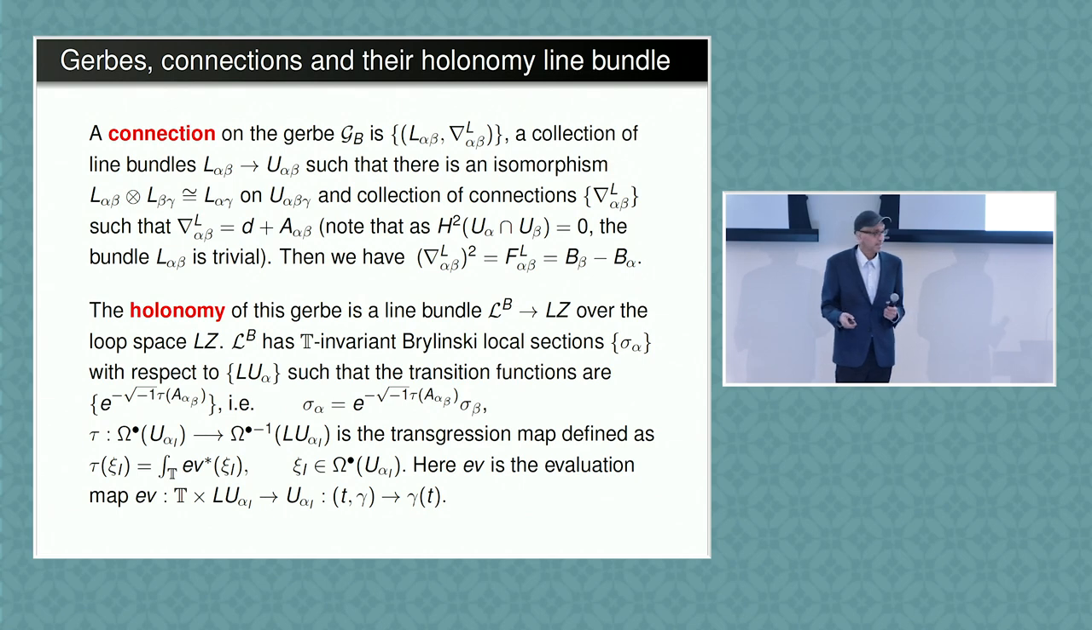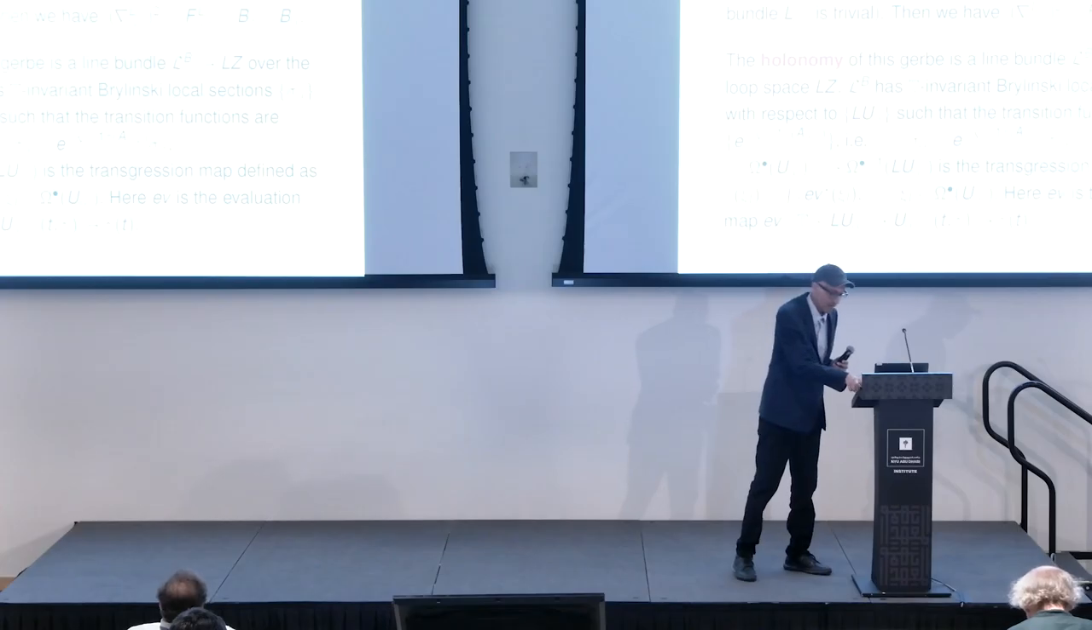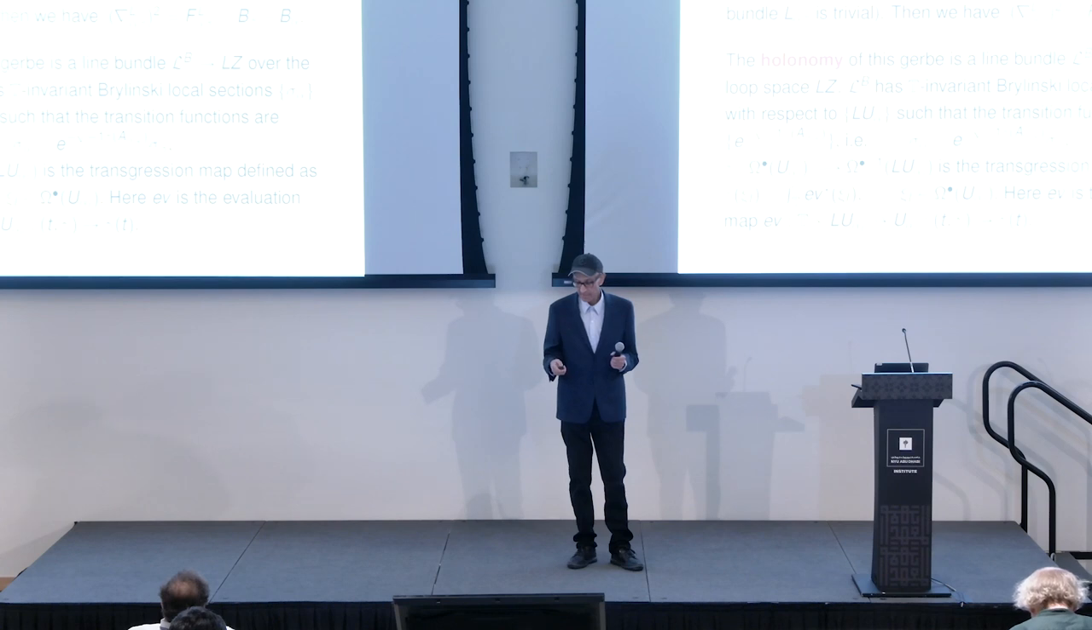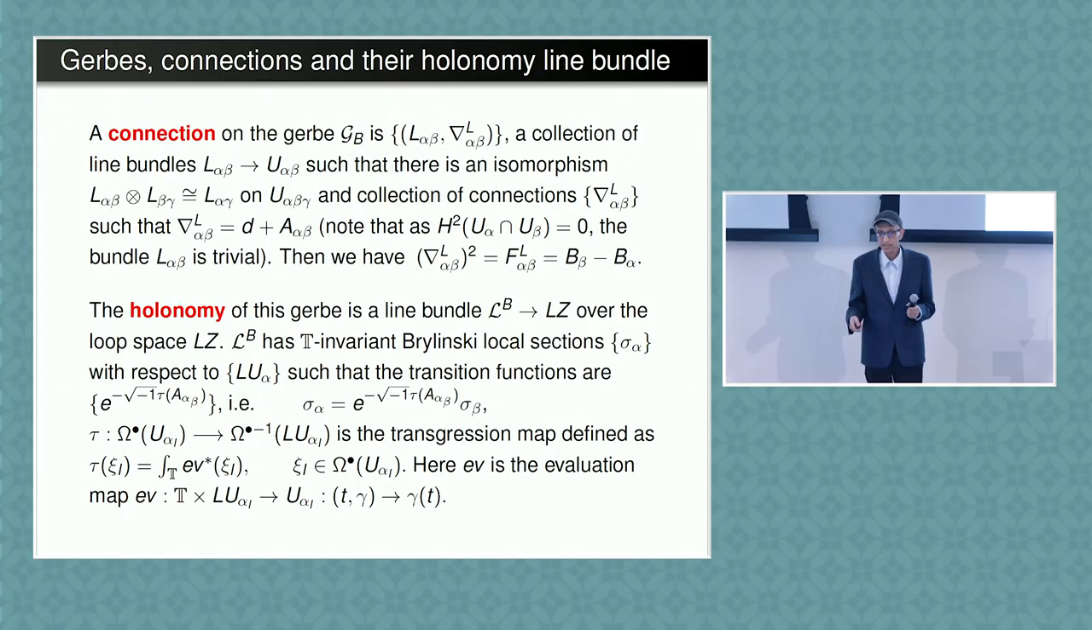So next thing is the connection on the gerbe. So this is a collection of line bundles over each double intersection, and such that there is an isomorphism from L alpha beta tensor L beta gamma to L alpha gamma on the triple overlap. And a collection of connections, nabla L alpha beta, such that nabla L alpha beta is d plus A alpha beta. And we have that the curvature of this connection is B beta minus B alpha.